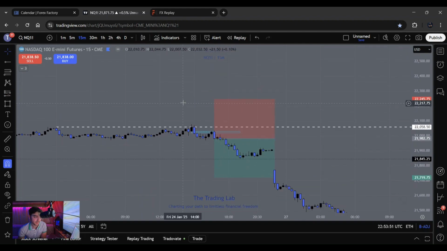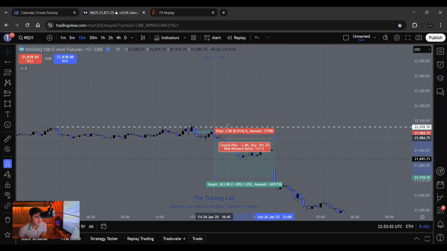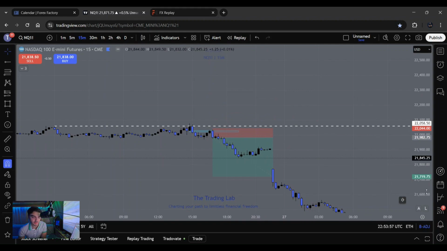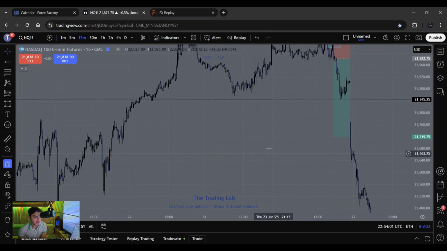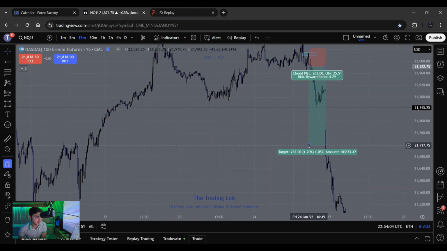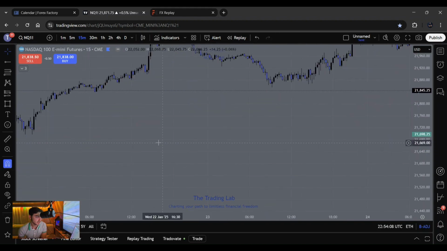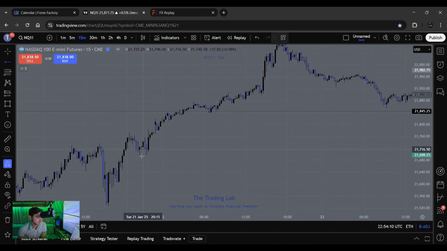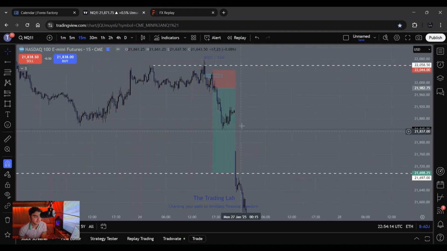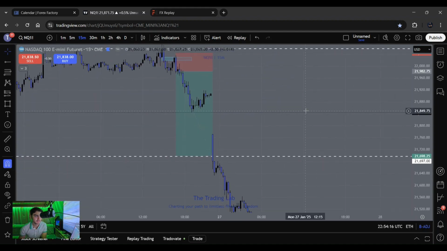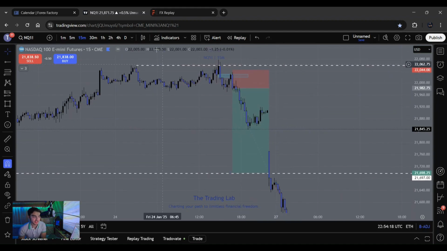Why is that so big? With a stop just above the high, or the gap even, sorry. Just above the gap, targeting some sort of resting liquidity or another fair value gap. In this case, the resting liquidity would be these equal lows here. This is a trade I would take any day.